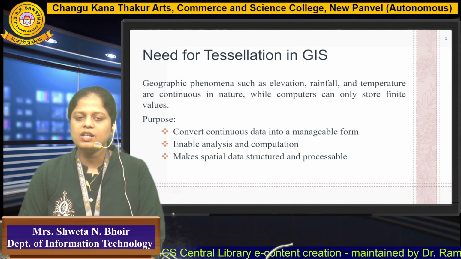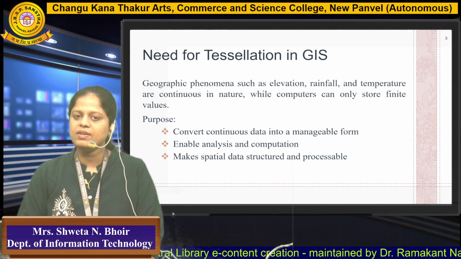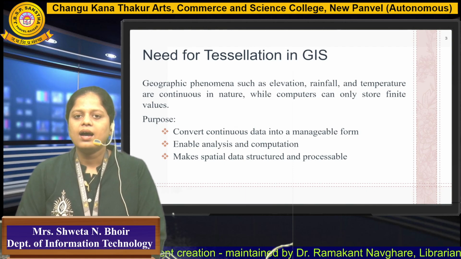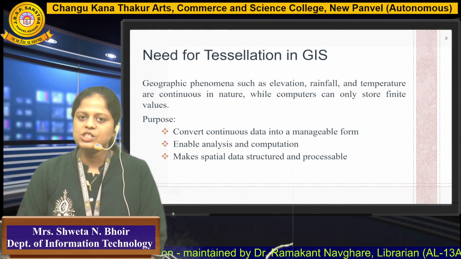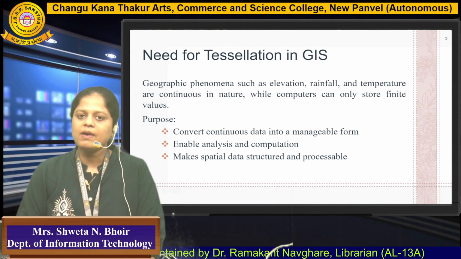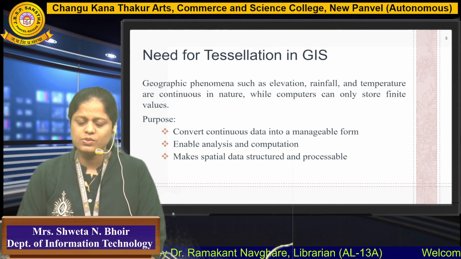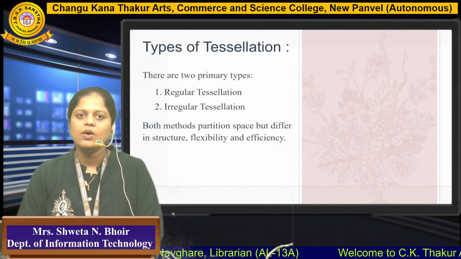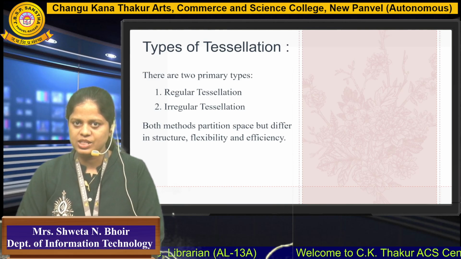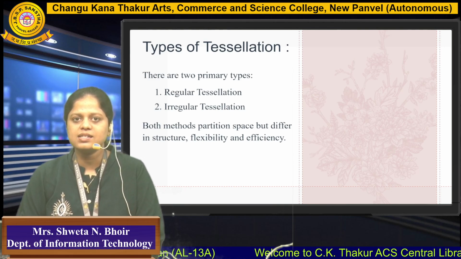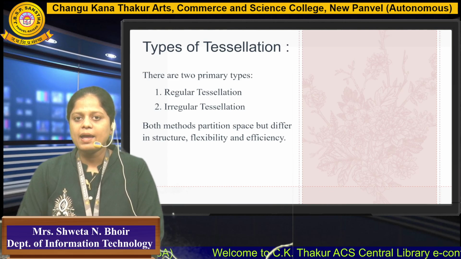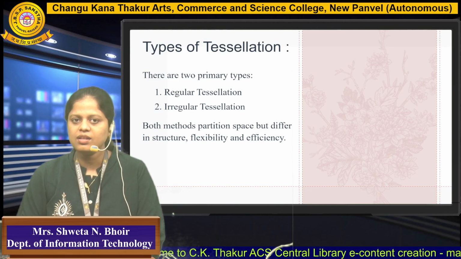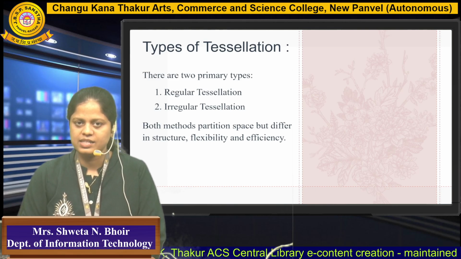So we will process the data. First we will capture the data, then we will store the data. After storing the data, we will check the data, and finally we will process the data. So that is the need for the tessellation in the GIS. Now what types of tessellations are there, that we are going to discuss in this lecture. Primarily there are two types: regular tessellation and irregular tessellation.